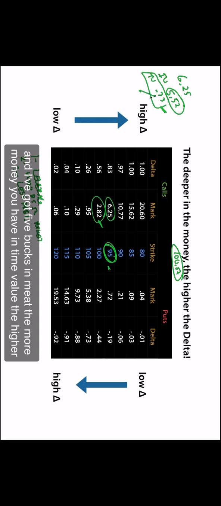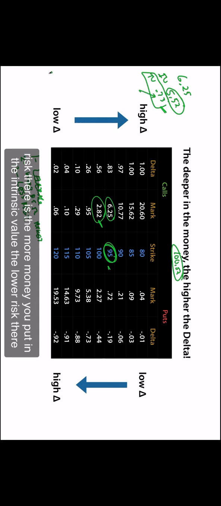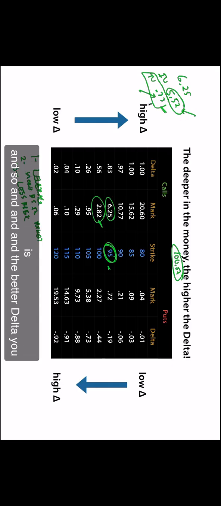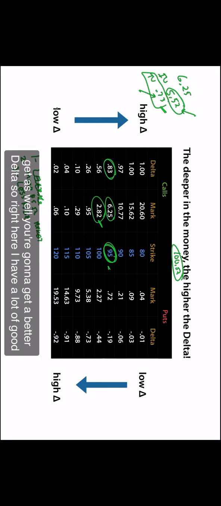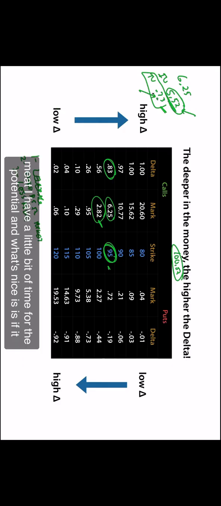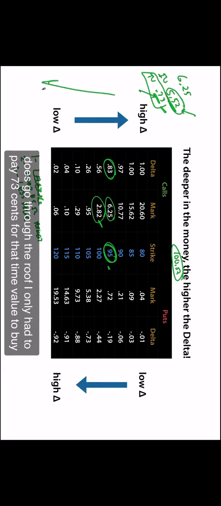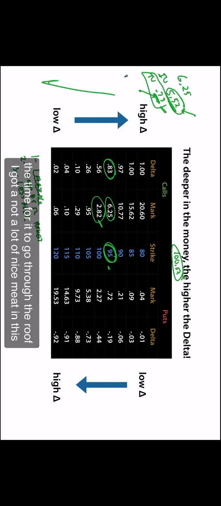The more money you have in time value, the higher risk there is. The more money you put in the intrinsic value, the lower risk there is, and you're going to get a better delta as well. So right here, I have a lot of good meat and a little bit of time for the potential. And what's nice is if it does go through the roof, I only had to pay 73 cents for that time value to buy the time for it to go through the roof.